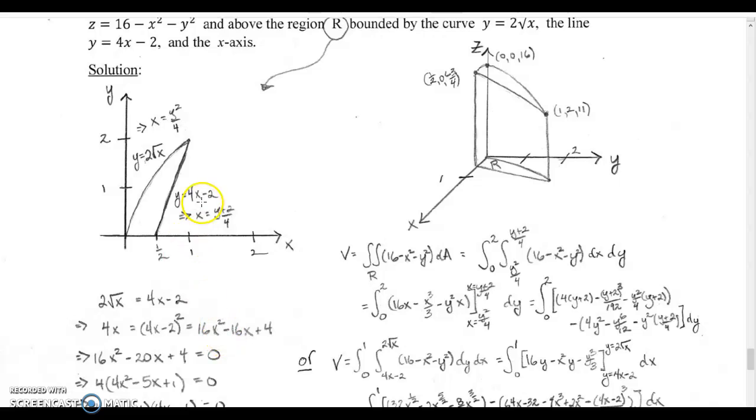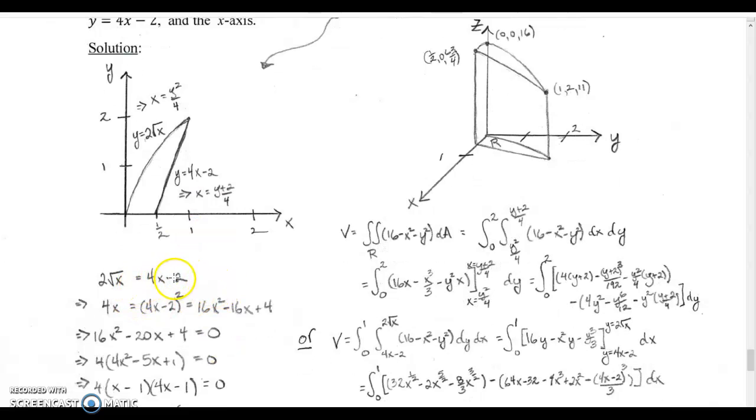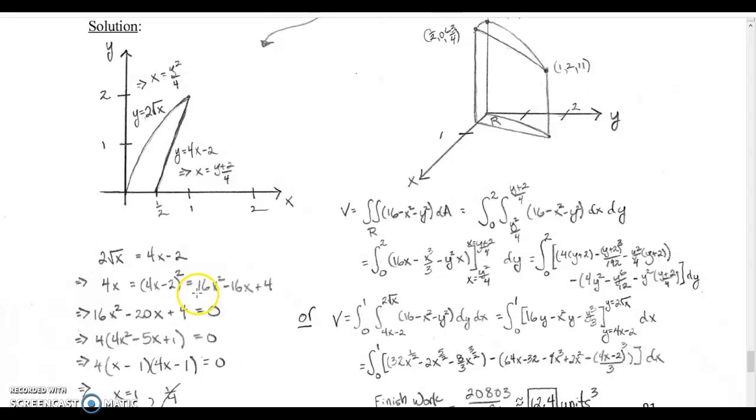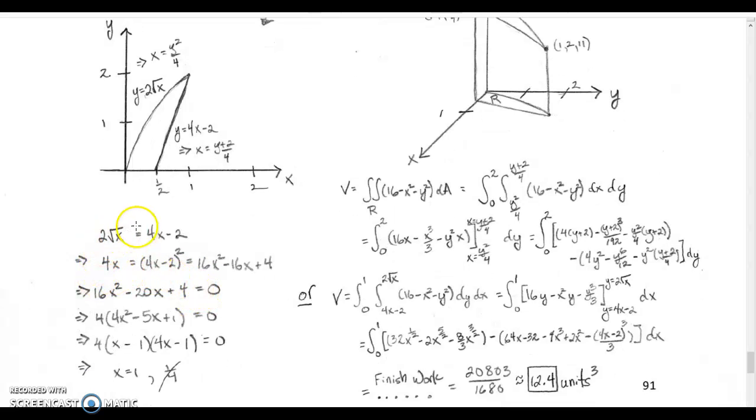And I can see where 2 square root of x and 4x minus 2 intersect by solving this equation: 2 square root of x equals 4x minus 2. Algebraically, I square both sides, and I get 4 times x equals 4x minus 2 squared. If I multiply that out, I get 16x squared minus 16x plus 4. Bring everything to the same side, so subtract 4x from both sides. I get 16x squared minus 20x plus 4.